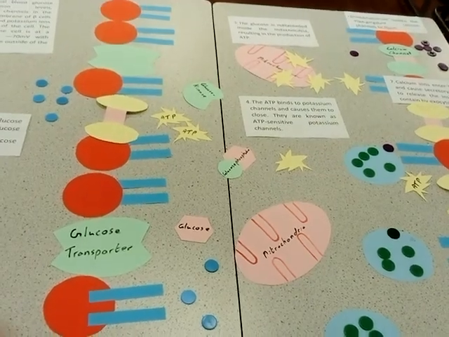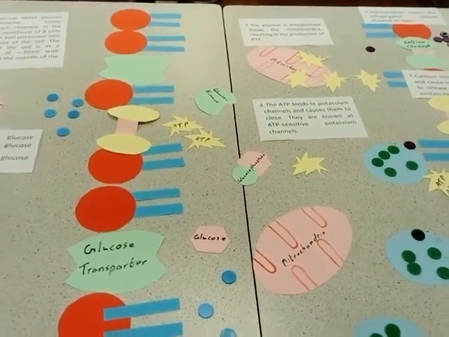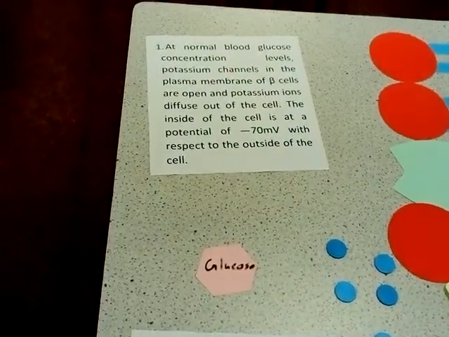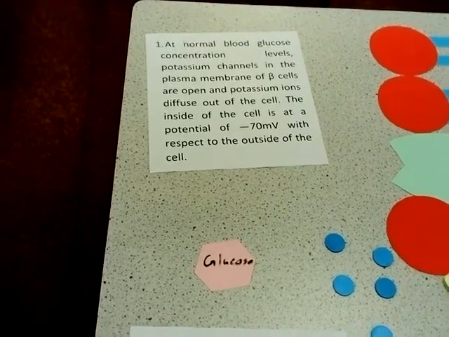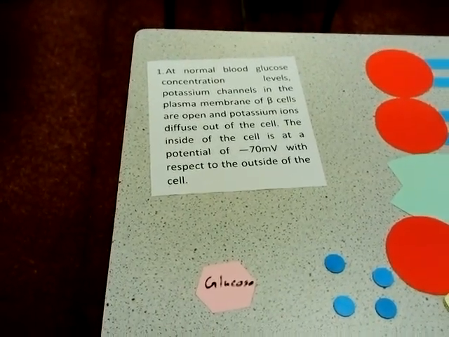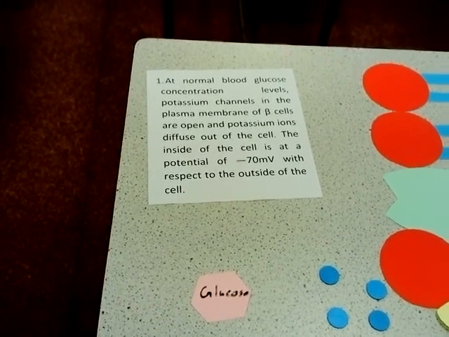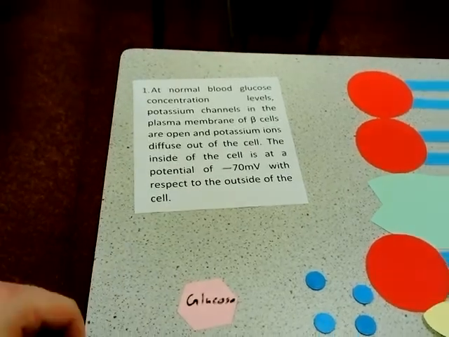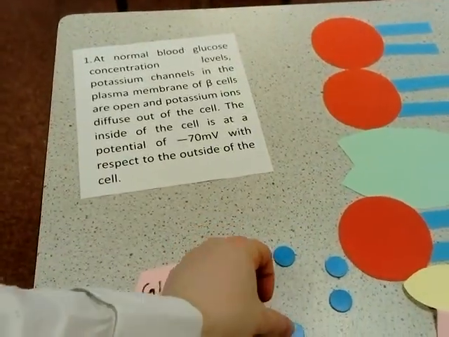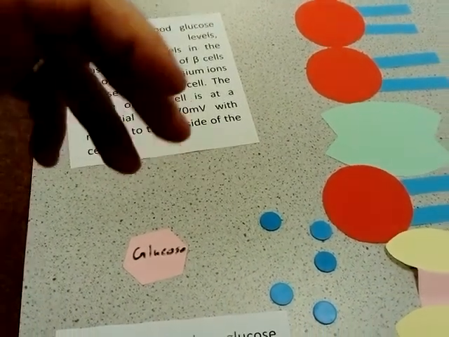Right. Insulin is regulated by beta cells in the pancreas. The first thing that happens, or the first stage that you need to talk about when answering exam questions, is the fact that at normal blood glucose concentrations, potassium channels in the plasma membrane of beta cells are open and potassium ions can diffuse in and out of the cell. Right? Remember that potassium is diffusing in and out at the same rate. Right? So it's reached equilibrium.